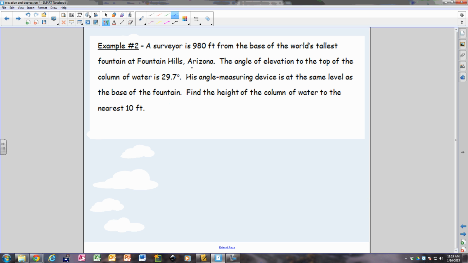All right. A surveyor is 980 feet from the base of the world's tallest fountain at Fountain Hills, Arizona. The angle of elevation to the top is 29.7 degrees. His angle measuring device is at the same level as the base of the fountain. Find the height of the column of water to the nearest 10 feet. So you've got this fountain, and it says he is 980 feet from there. So he's 980 feet. So you've got this guy over here.